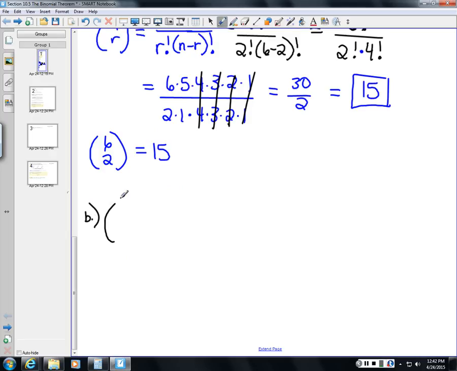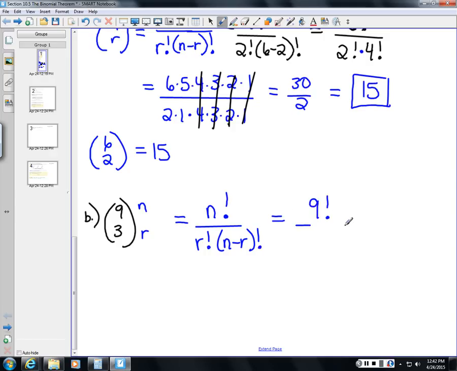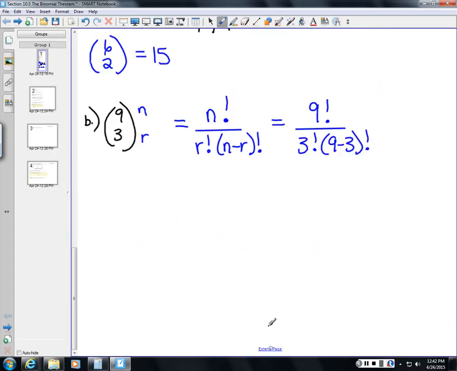Alright, so example B is n above r, so we have on this one 9 and 3. So labeling, this is my n, this is my r. Again, the formula is n factorial over r factorial times n minus r factorial. Plugging in my numbers here would give me 9 factorial over 3 factorial times 9 minus 3 factorial. So basically what we're looking at here is going to be 9 factorial over 3 factorial times 6 factorial.